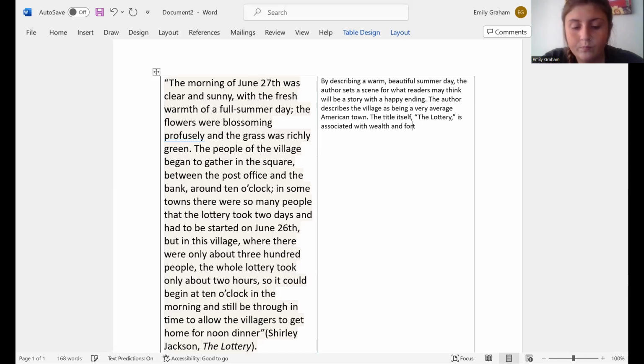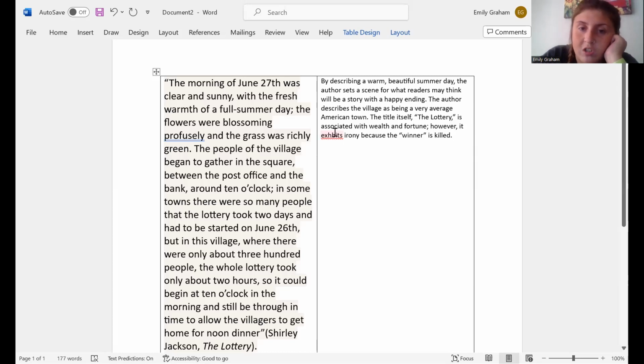But after what happens to Tessie Hutchinson, who is the main character, we know she's stoned because she is the chosen one. She is the one that wins the lottery. It is irony. The title itself, The Lottery, is associated with wealth and fortune. However, it exhibits irony because the winner is killed.